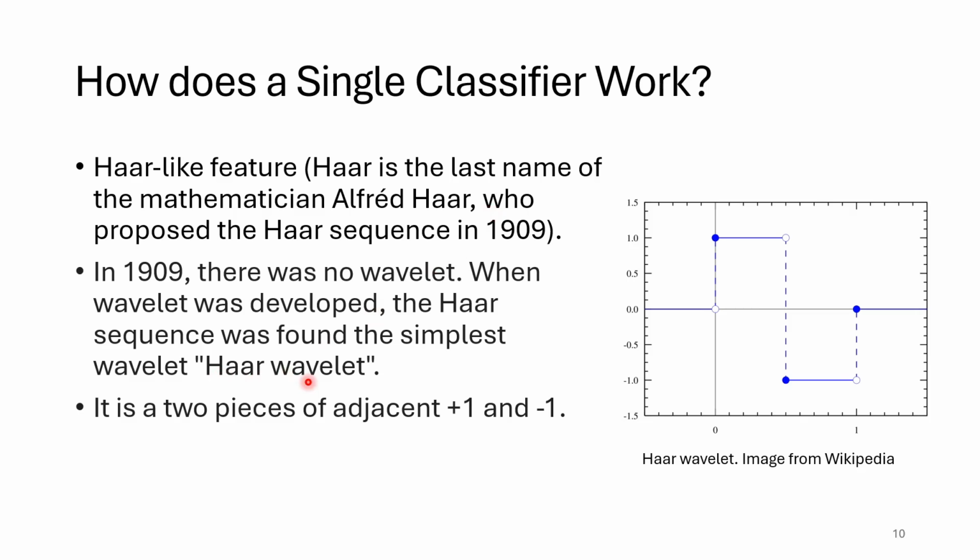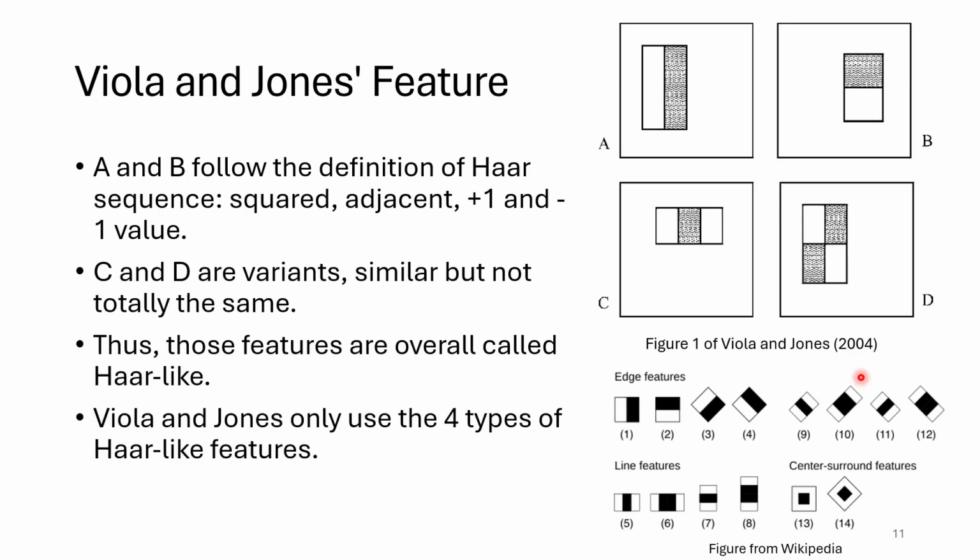The shape of a Haar wavelet or Haar sequence is very simple. It's just a positive one consecutive with a negative one. So in the Viola and Jones method, they use Haar. This is the Haar type of feature in terms of figure A and B. Why? It is a positive one, the white region, consecutive with a negative one, the black region. This is the horizontal case, and this is a vertical case.